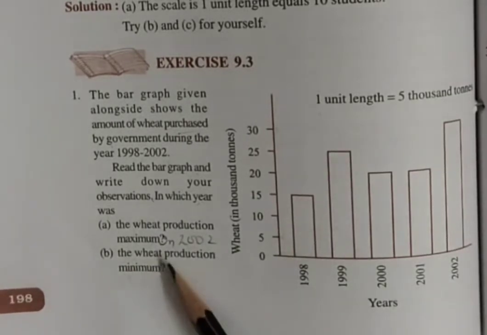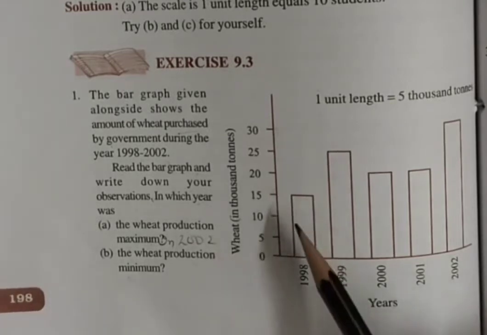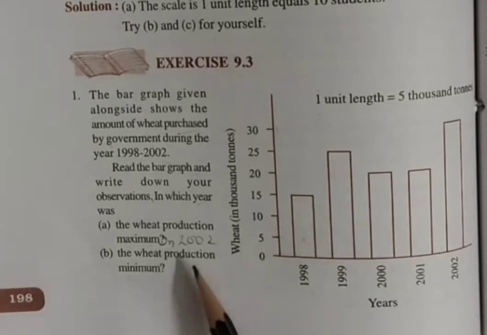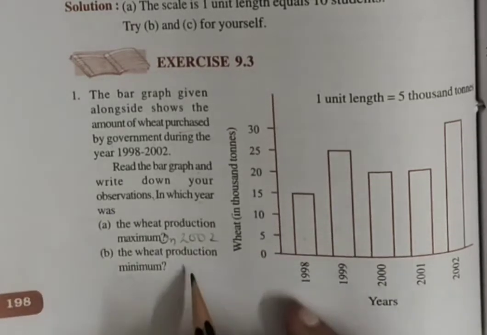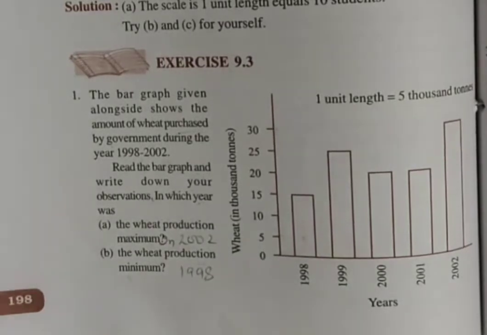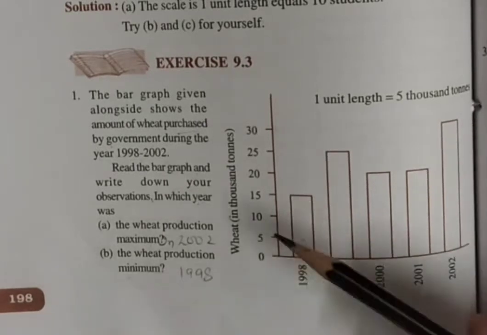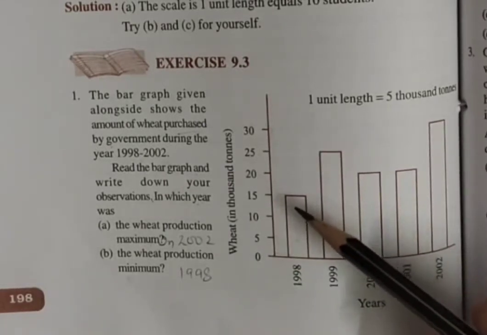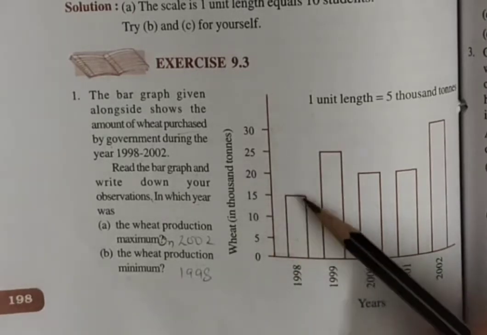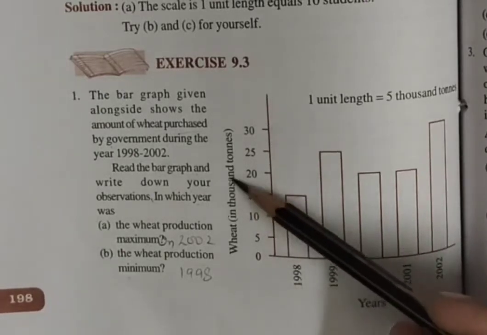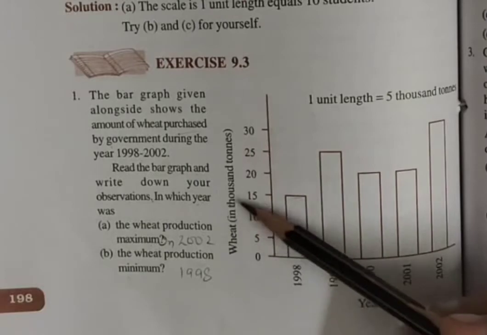Now the wheat production minimum we need to tell. So which one is the smallest bar? You can see here the smallest rectangle, this one, and the year against it is 1998. So the wheat production minimum is in 1998. So in this way you can write the answers, and it is clearly visible how much wheat was produced in 1998, which was the minimum. It is 15. So what 15? 15,000 tons. So don't forget to remember the scale.